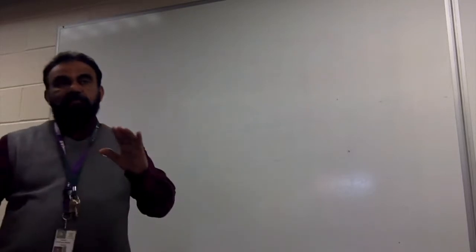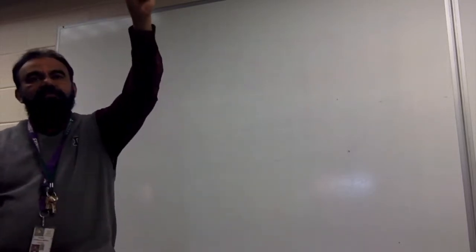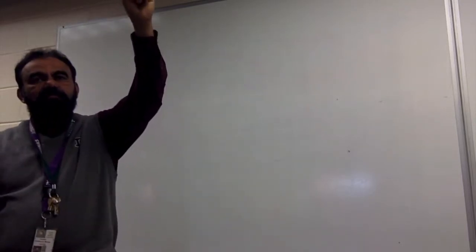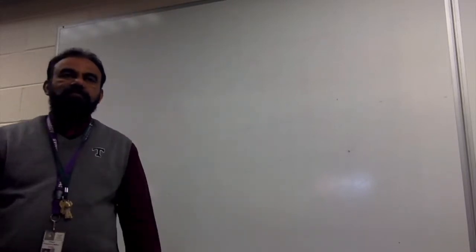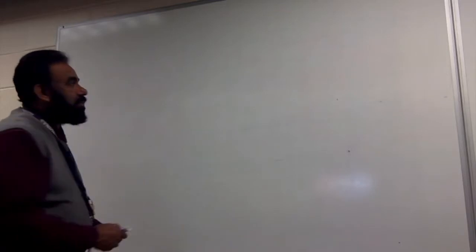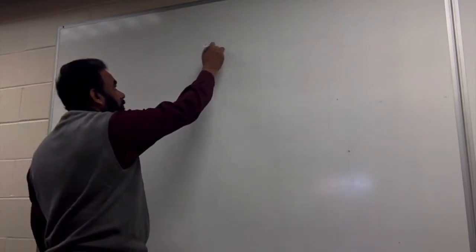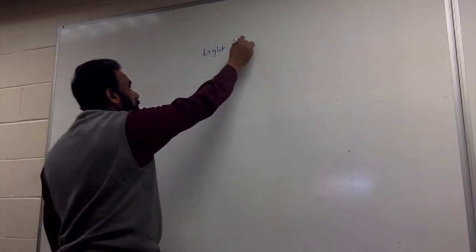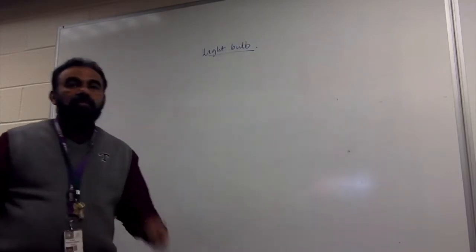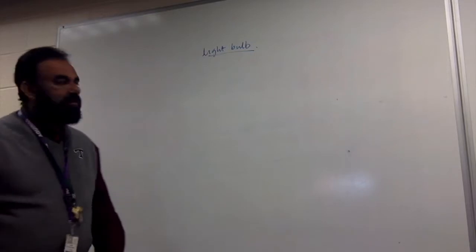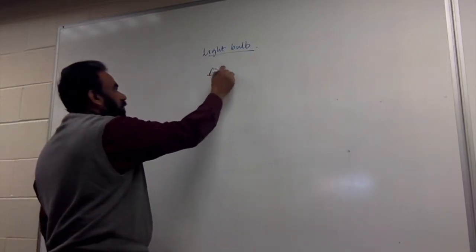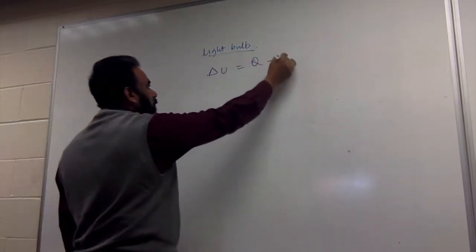Now, let's take the example of this light. The light bulb is the system. Okay? The light bulb is the system. For the light bulb, we're going to see how the first law of thermodynamics is applied. So, let's write the equation down. Delta U is Q minus W.